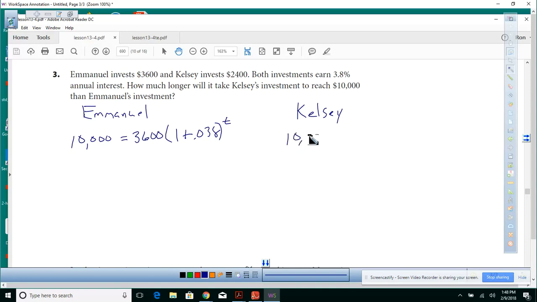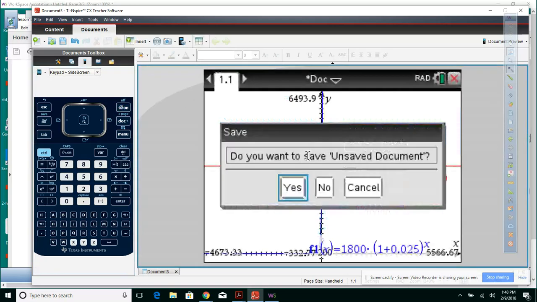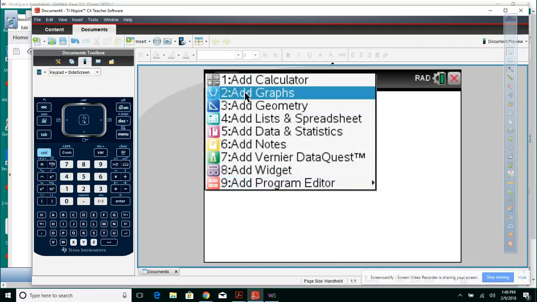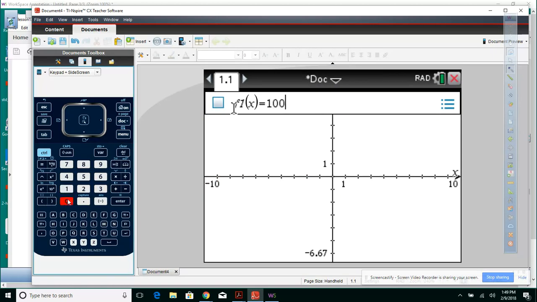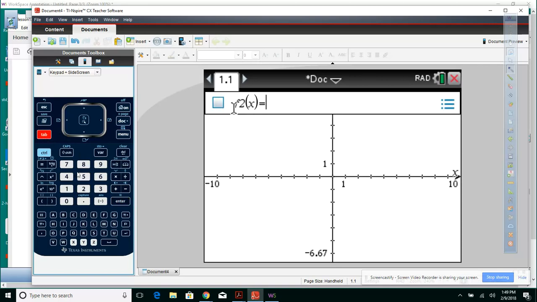Kelsey would be 10,000 equals, and that's $2,400 times 1 plus 0.038 to the t. And then how do we find it? Well, either way, you can graph it. Let's graph it. On, new document. First, I'm going to graph the 10,000. All right, and then tab, and then I'm going to do a manual.